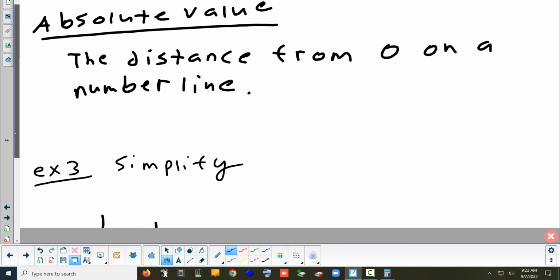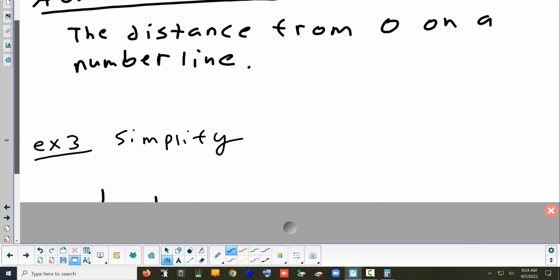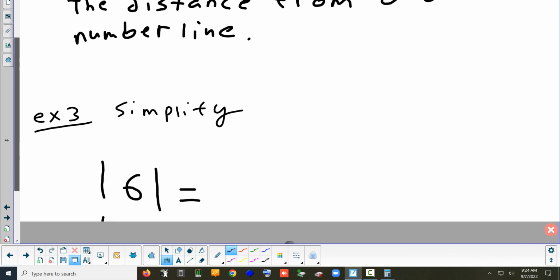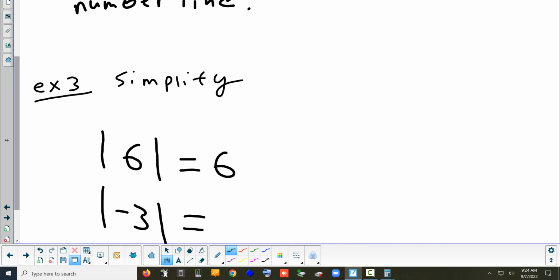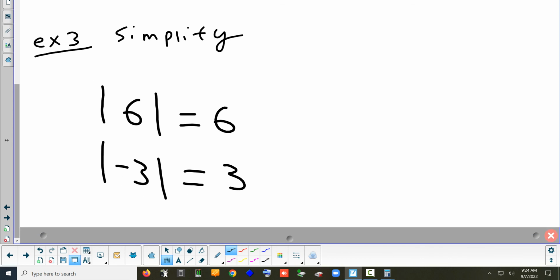I'm not going to spend too long on this. I think most people are pretty comfortable with it. But what would be the absolute value of 6? 6. And the absolute value of -3? 3. Okay, so absolute value is essentially just make the number positive. If it was already positive, we don't have to do anything to it. How about the absolute value of 0? 0. Stays the same. 0 is the only number you can take the absolute value of, and it stays the same.